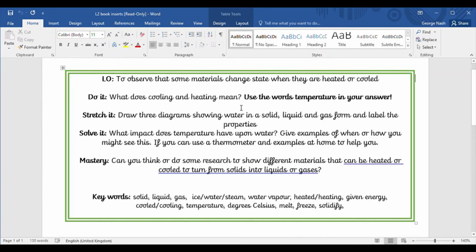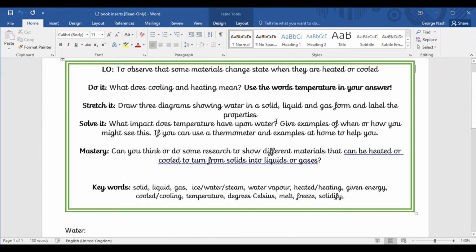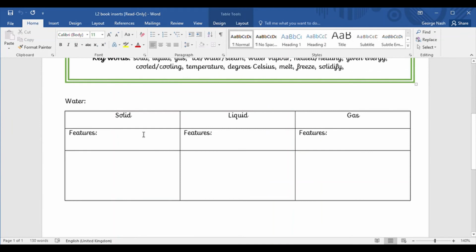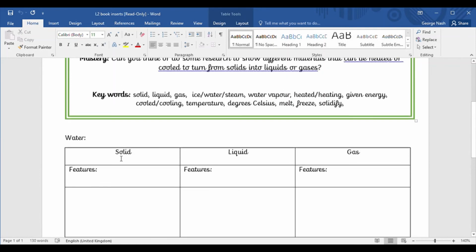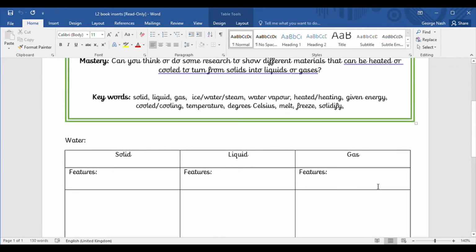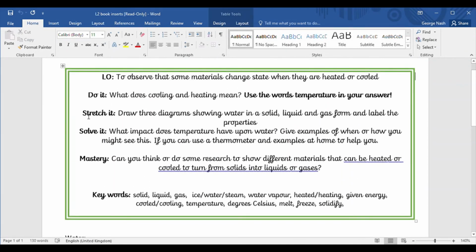It then says draw 3 diagrams showing water in a solid, liquid and gas form and label the properties. So here you go: solid, liquid, gas. If you draw solid water, what is that? Well, you know it's ice. Liquid is just water. Gas, well, look at the vocabulary if you've forgotten. And then you've got to think about the features. What does it look like? What might it feel like? Okay, you're probably going to struggle to feel the gas because remember it's one of those things that's difficult to capture using our hands.